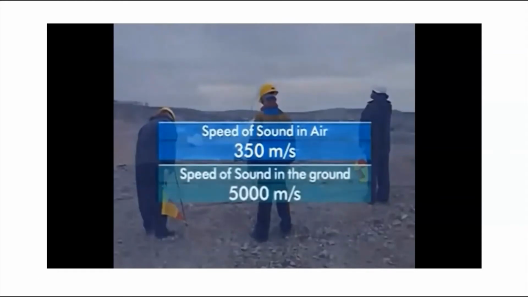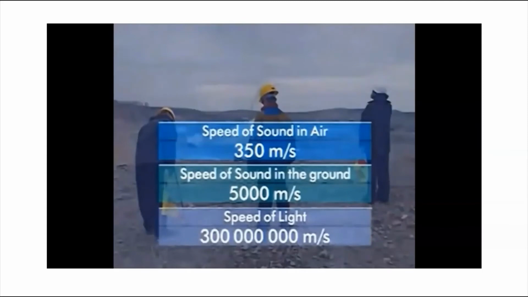The speed of sound in the air is 350 meters per second. At 5,000 meters per second, sound travels much faster through the ground. But light is much faster than any sound, at 300 million meters per second.